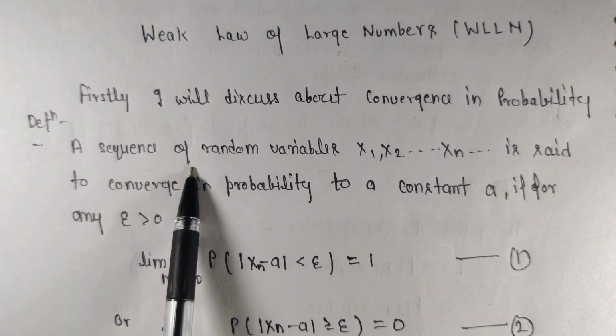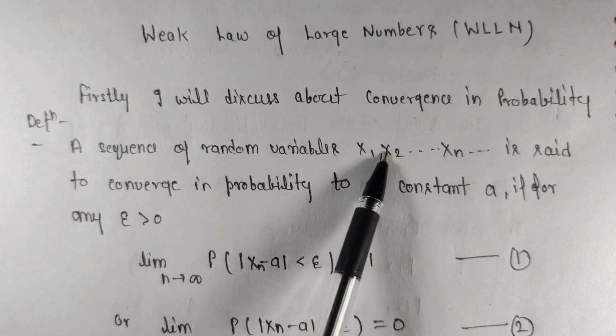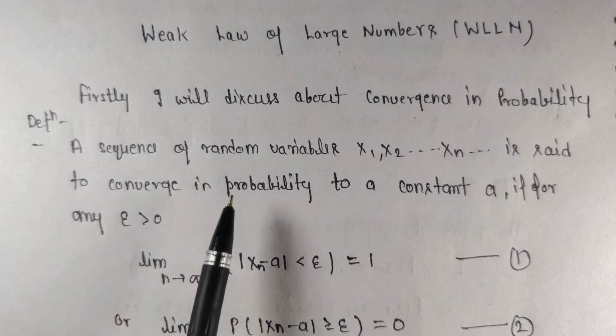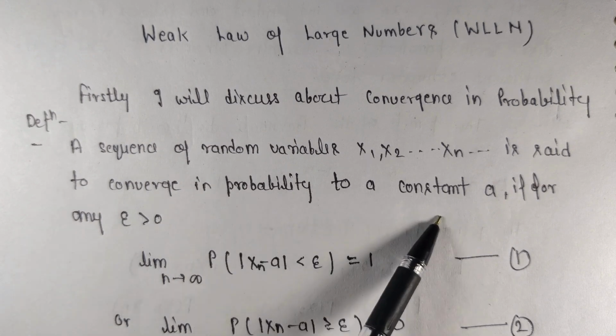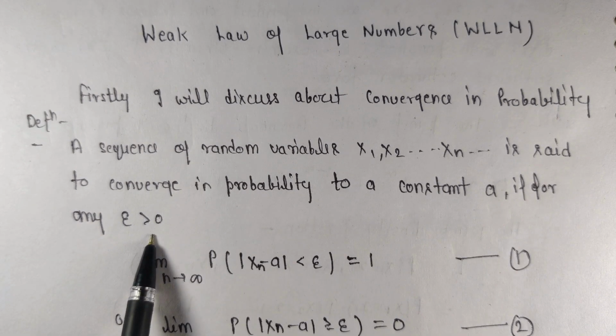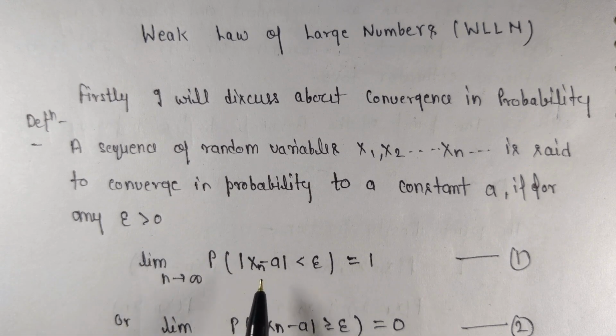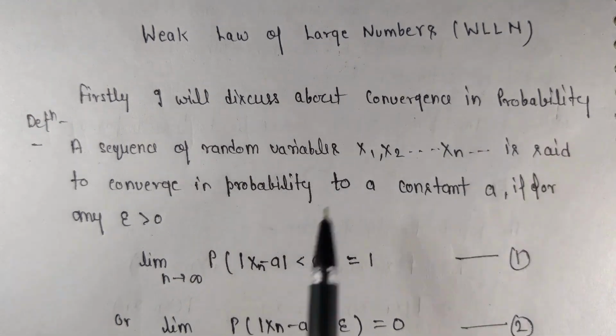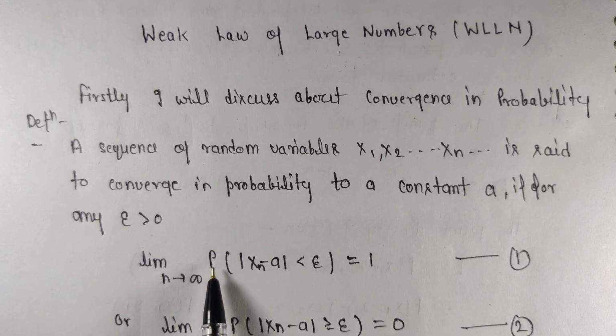A sequence of random variables x1, x2, ..., xn and so on, is said to converge in probability to a constant a if, for any epsilon greater than 0... As in real analysis, we can simply define it as |xn - a| less than epsilon, but since we are talking about convergence in probability, we use the capital P sign for probability.